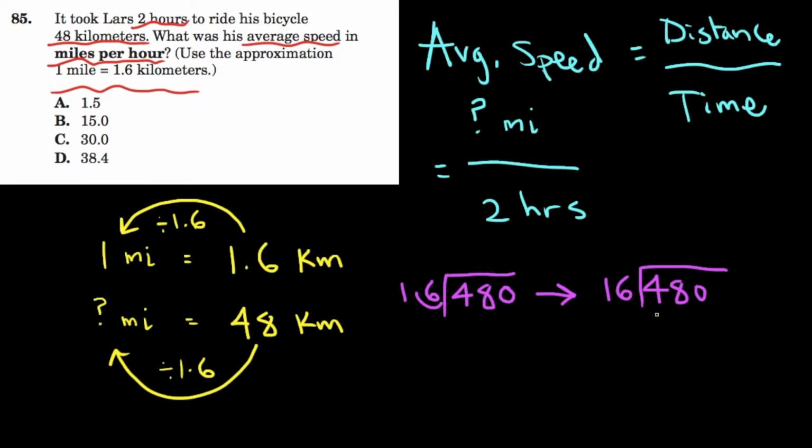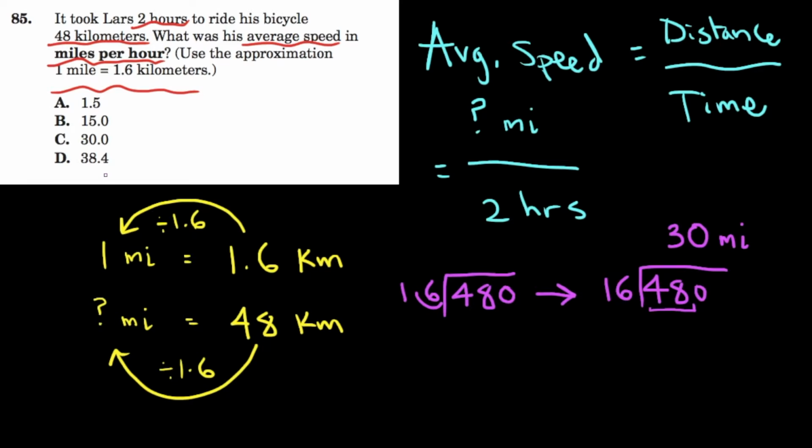We'll use a little bit of short division. 16 goes into 48 3 times evenly. 16 times 3 is 48, so there's none left over. And 16 goes into 0 times with none left over. So Lars went 30 miles. So let's go and pick the answer.